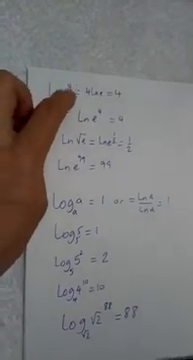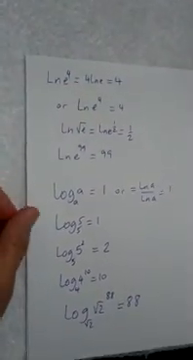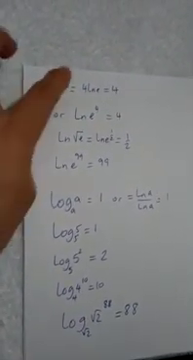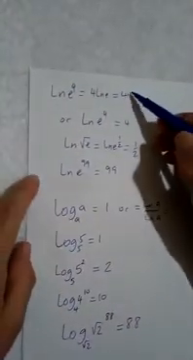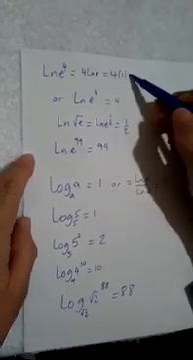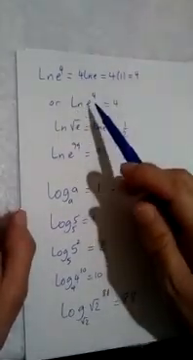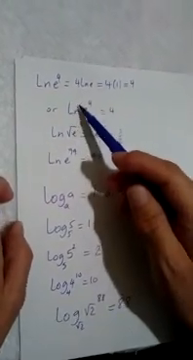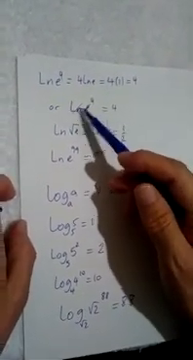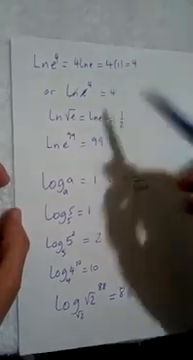ln of e to the power 4. We can do this in a number of ways. We could bring the 4 to the front, so it'll be 4 ln e. 4 ln e is 4 times 1 because ln e is 1, and that's equal to 4. Or we could simply say ln and e to the power are inverse functions, so they cancel each other. So therefore, that leaves us with 4. The answer is 4.